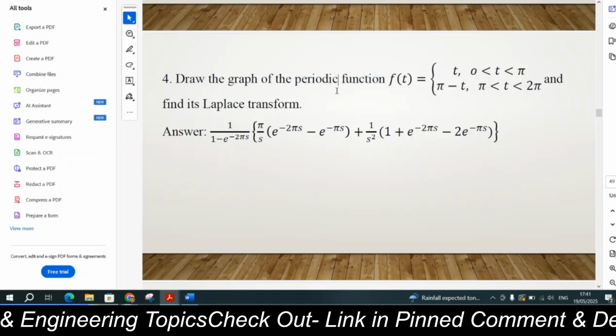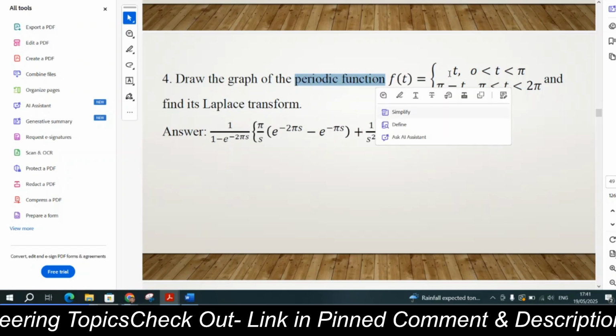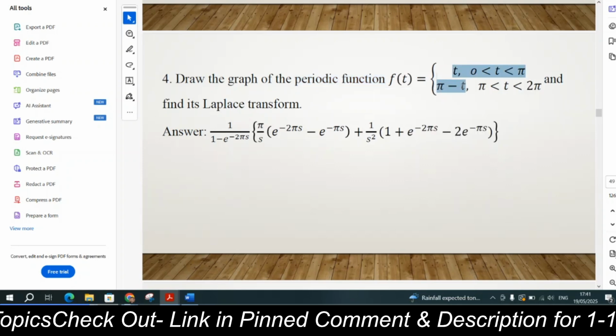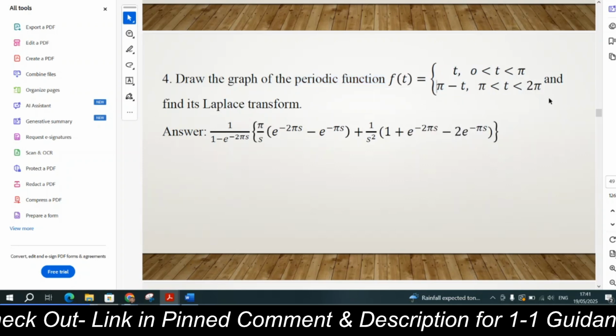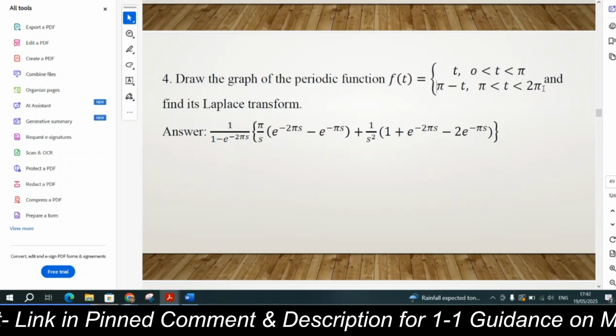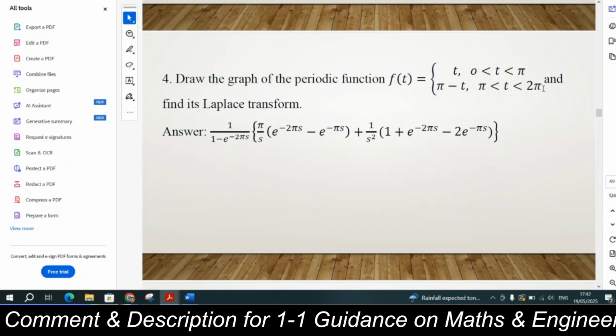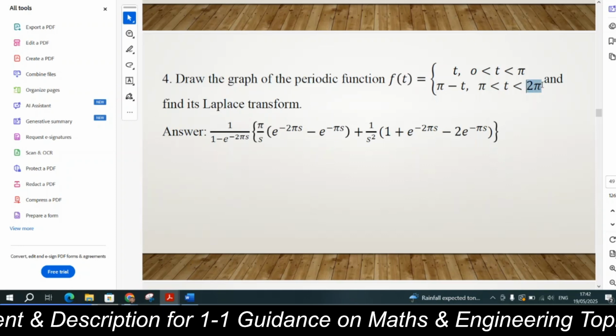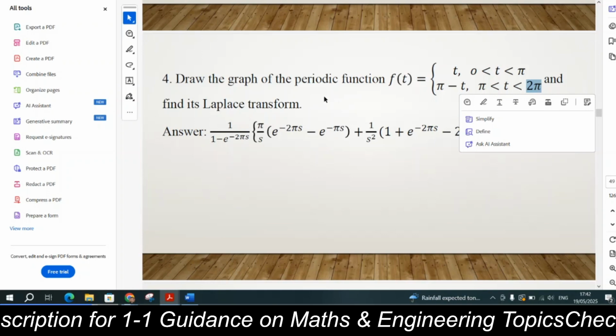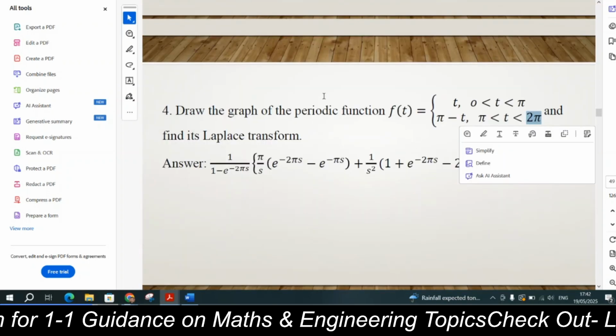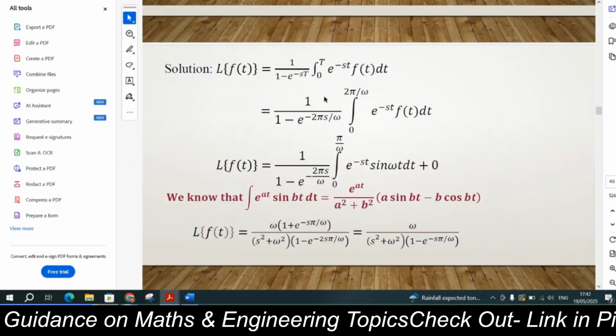Since it's a periodic function and you have been given two different values over here, you can expect that the function repeats after 2 pi. Yes. So after 2 pi, I'll get the value t again, and when that reaches 3 pi, I'll start getting pi minus t again. Correct. So basically your period is 2 pi. And then you apply the periodic function Laplace transform, which is this.